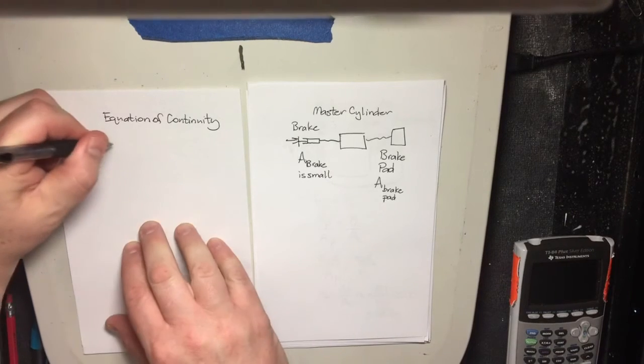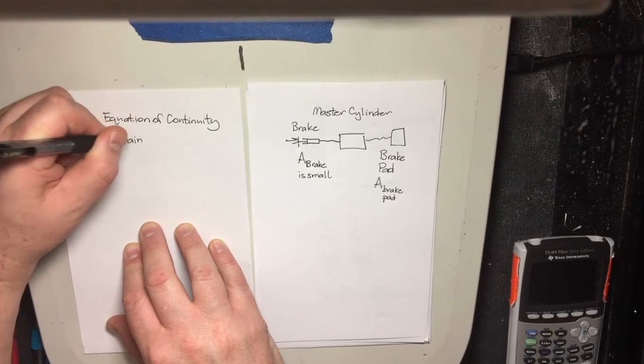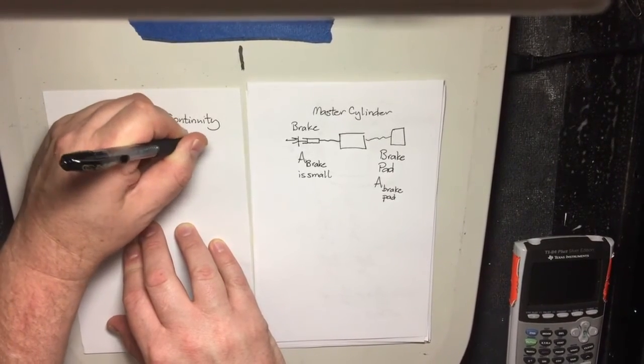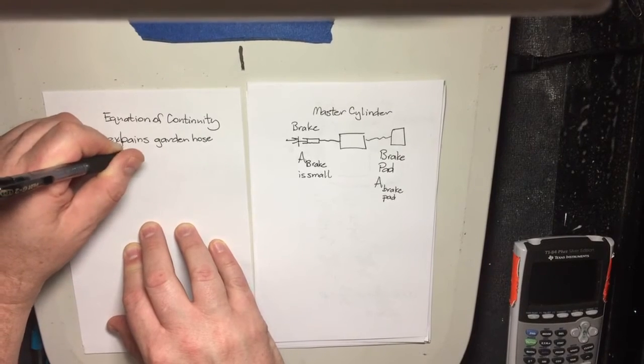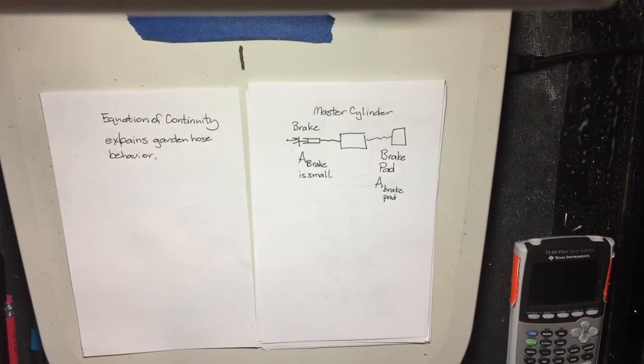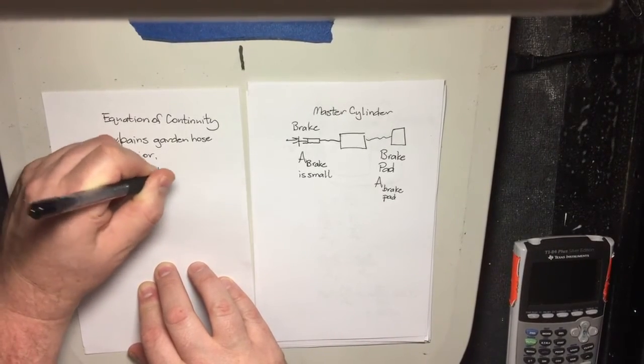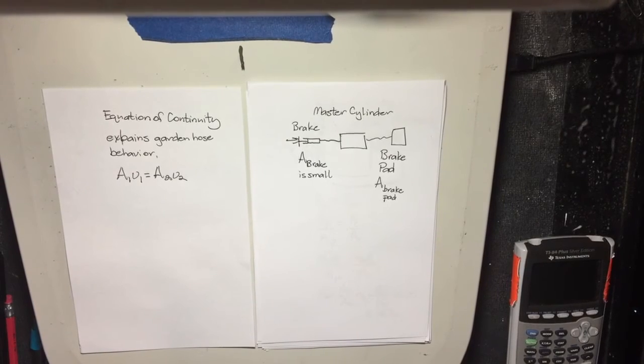The equation of continuity explains garden hose behavior. If I had a running garden hose right here, I could probably shoot someone who's very close to the podium. But let's say someone was talking over there and I needed to shoot them with the same hose. How do I get the water to shoot out farther? Put your thumb over the hose, right? Yeah. So the equation of continuity is this. A1V1 is equal to A2V2.